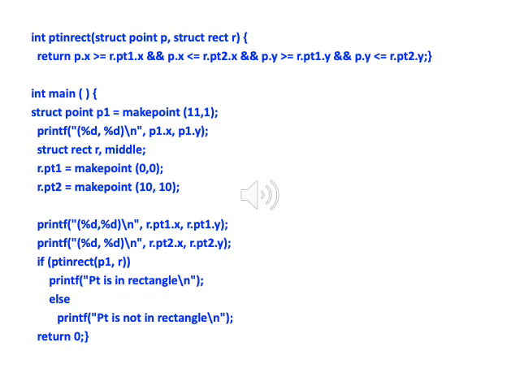Similarly, the same thing would hold for the rest of the expression. p.y, which is 2, is greater than or equal to r.pt1.y, which is 0, and less than or equal to r.pt2.y, which is 10. So in this case, a value of 1 or any other non-zero value is returned, which results in the if part being true, and therefore point is in rectangle is going to be printed. Again, you can run this and you should be able to get the appropriate output.